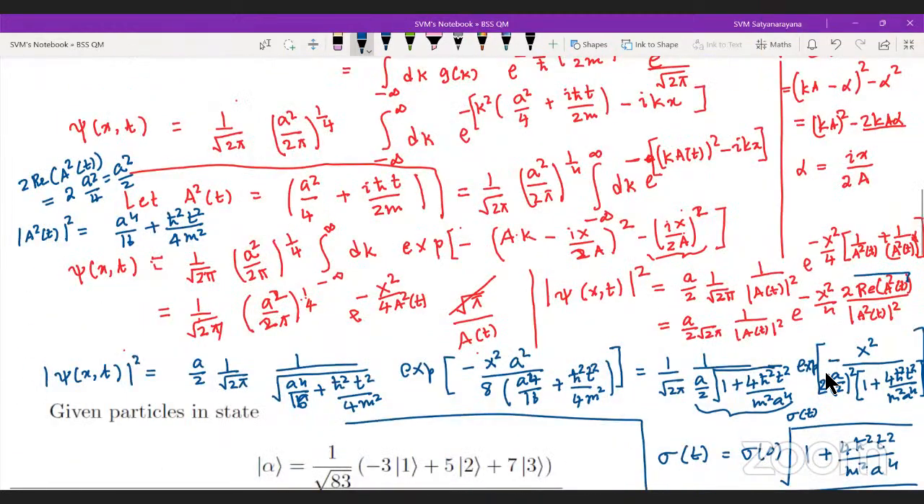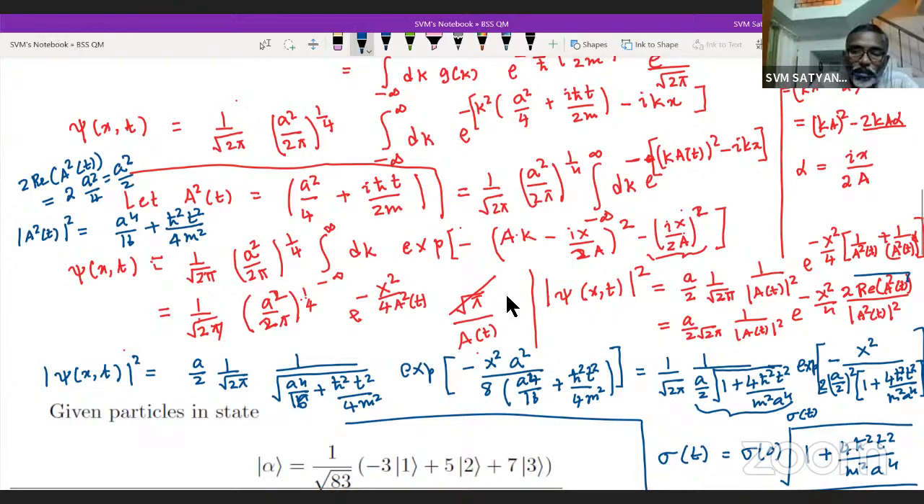I have a question: what is the physical significance of this spread, sir? As time progresses, the standard deviation increases, and the peak should decrease, because the area under the curve should be 1. Area under the curve is the same.